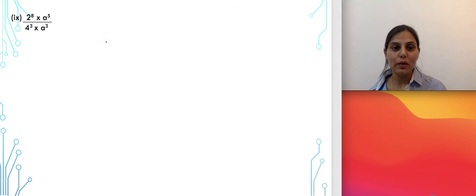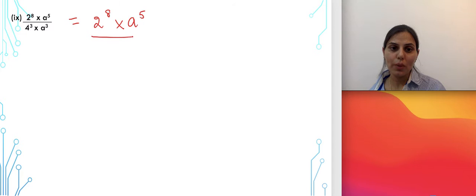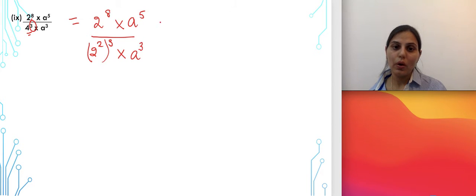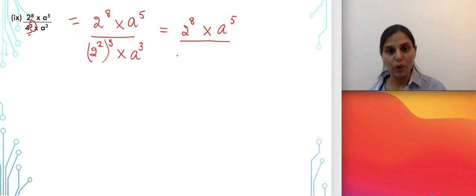Moving on to the next part, 2 raised to power 8 multiplied by a raised to power 5. Now if you see the denominator, 4 can also be written as square of 2. So let's express it as 2 square, and outside the power for this is 3. So let's write this power here, multiplied by a cube. Now first we need to solve the power for denominator, which in this case will be 2 raised to power 2 multiplied by 3. That means 2 raised to power 6 multiplied by a cube.